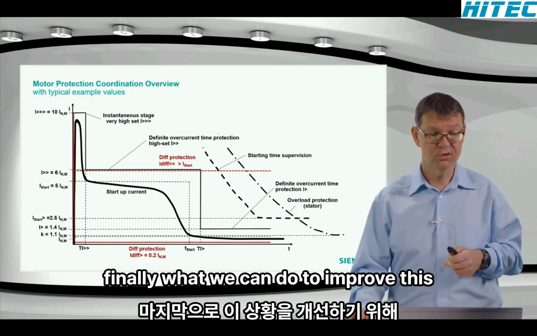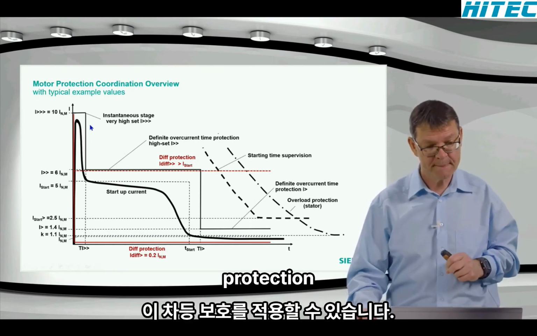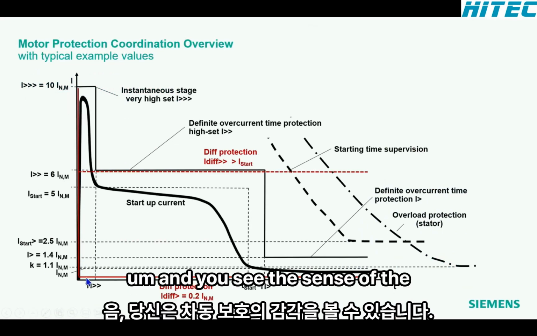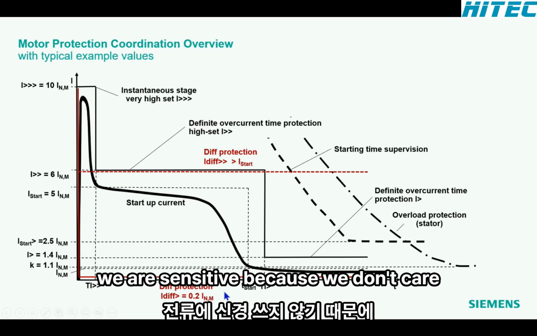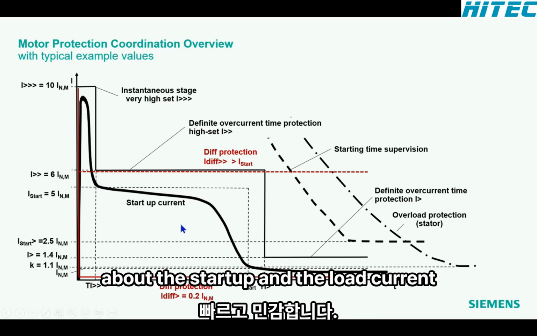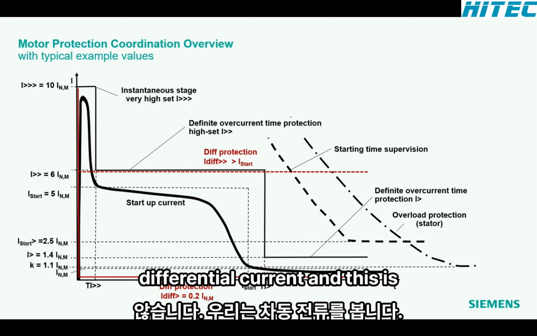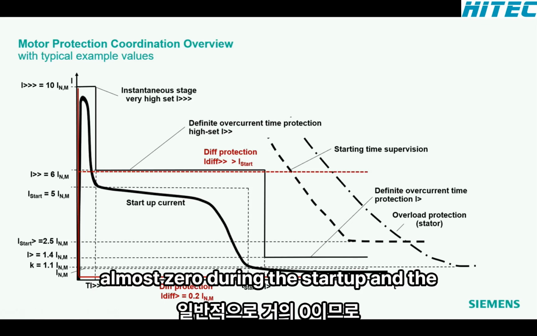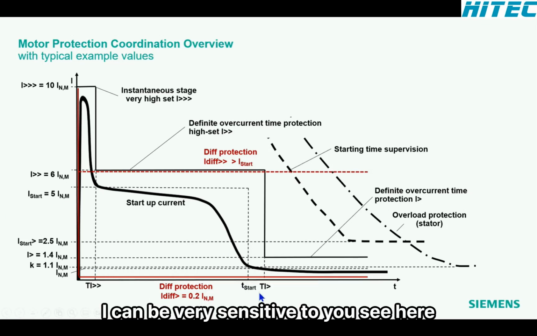Finally, what we can do to improve this situation is apply differential protection. And you see the sense of the differential protection. We are fast and we are sensitive because we don't care about the startup and the load current. This does not disturb us. We look at the differential current, and this is normally almost zero during the startup and the load situation. And therefore, I can be very sensitive.